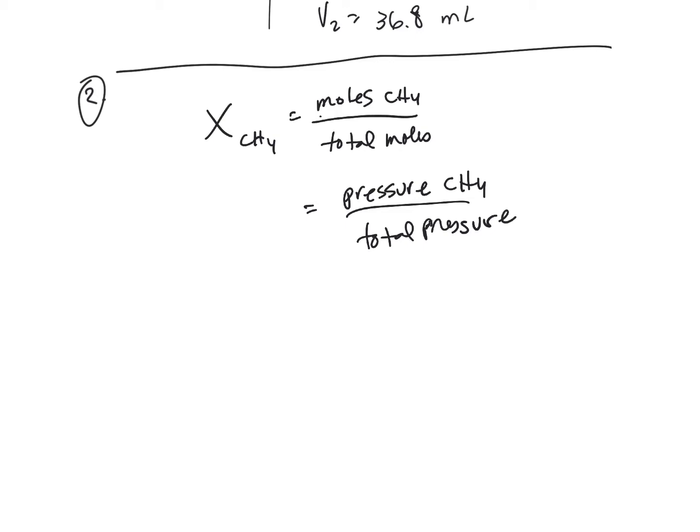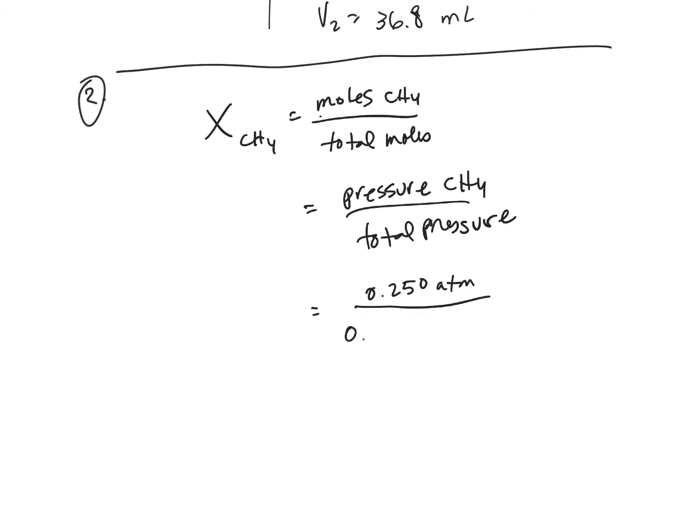Okay, and total pressure, yeah, okay, hold on. Yeah, so you have to add them up. All right, so the pressure of methane that's given is 0.250, and that's atmospheres.